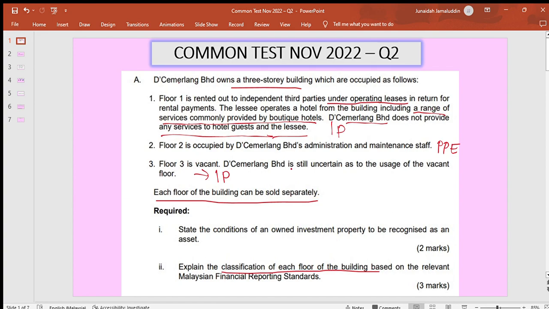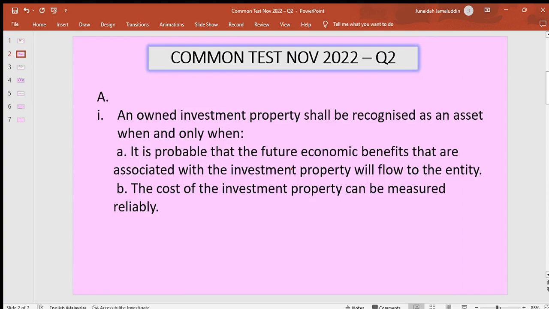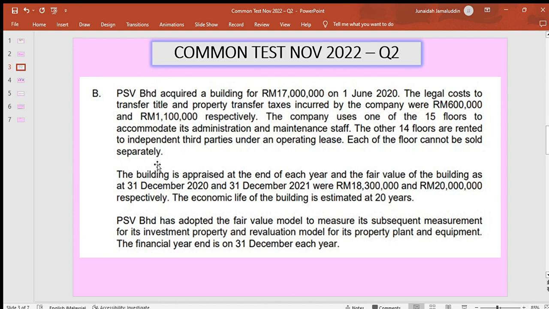Now let's proceed with part B. Let's read the question first. PSV Berhad acquired a building for 17 million on 1st June 2020. The legal cost to transfer title and property transfer tax incurred by the company were 600,000 and 1,100,000 respectively. The company uses one of the 15 floors to accommodate its administration and maintenance staff.